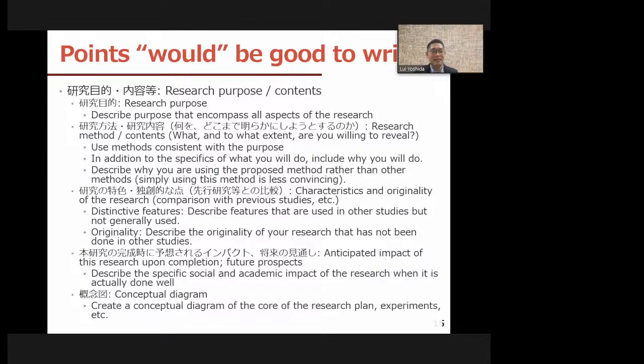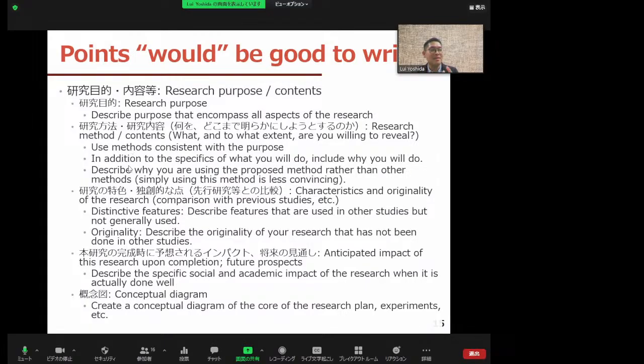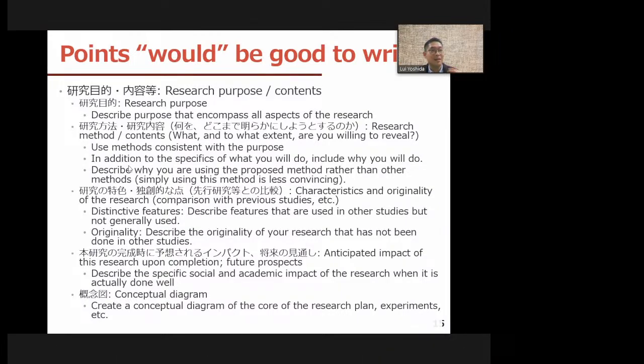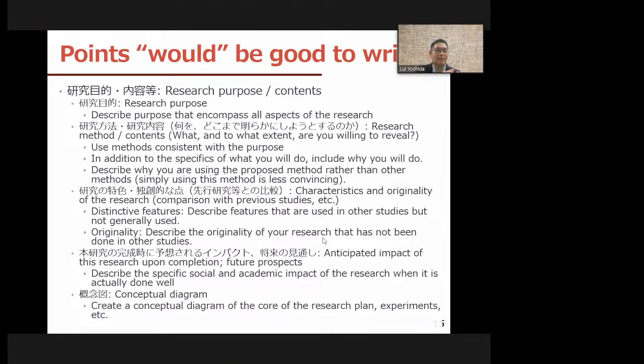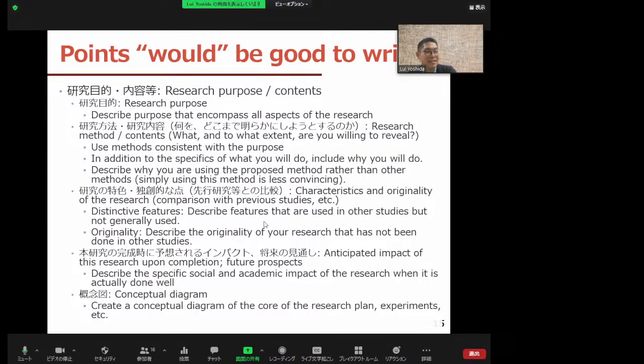Maybe there are many options. As an example, when I measure the activity of a cell, we have many tools or methods to measure cell activity. However, I chose MEA because blah, blah, blah. So something like that. Please write not only your methods, but why, and also a comparison with other methods. And in the characteristics and originality of the research, please write the originality of your research, which is not realized in other research.